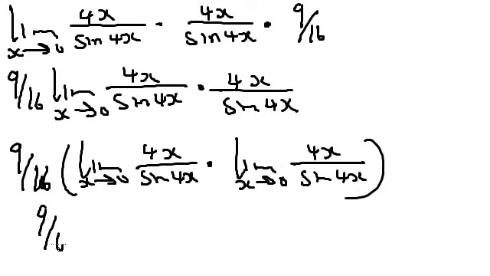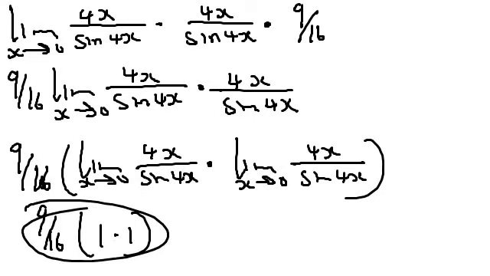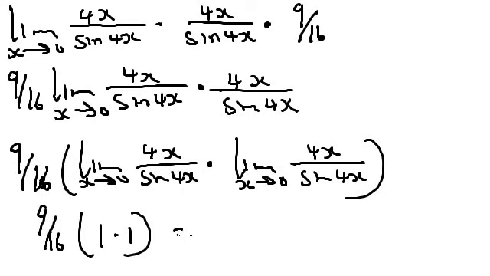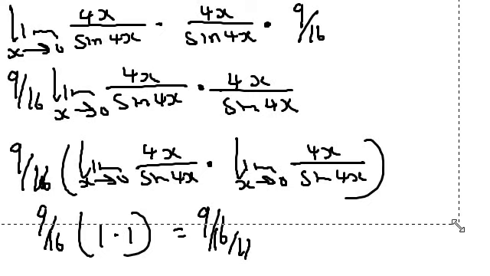Now, since we know that an expression like this is nothing but 1, we have 1 times 1. And this whole expression altogether results in 9 by 16. And that is our final answer to example 6. Now, on to example 7.